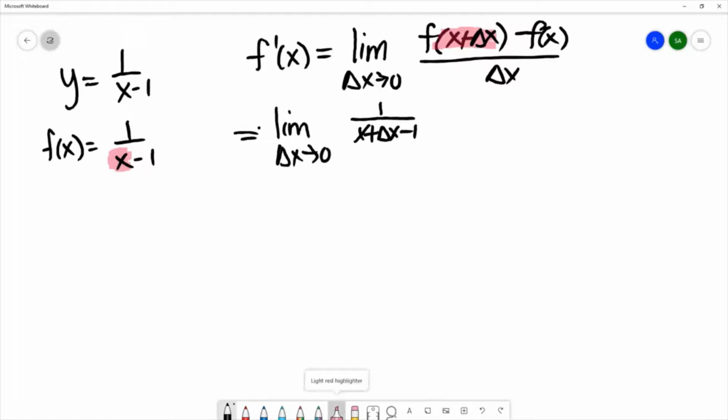Then I want to subtract f of x. So I want to subtract my whole function. So that's minus 1 over x minus 1. And this is all over delta x.